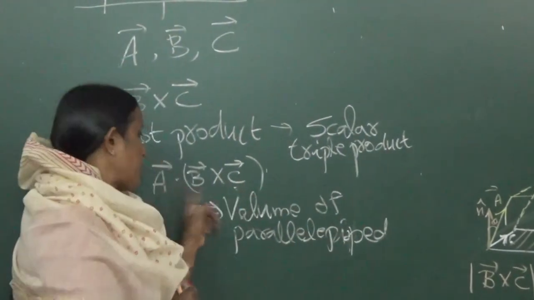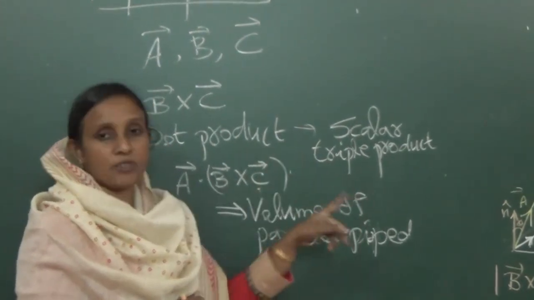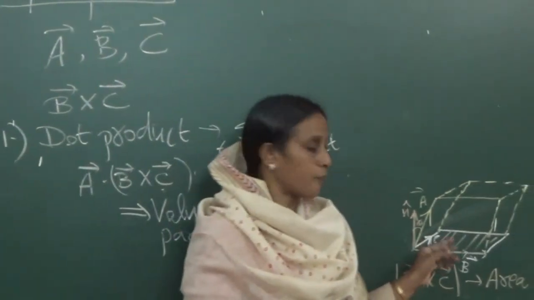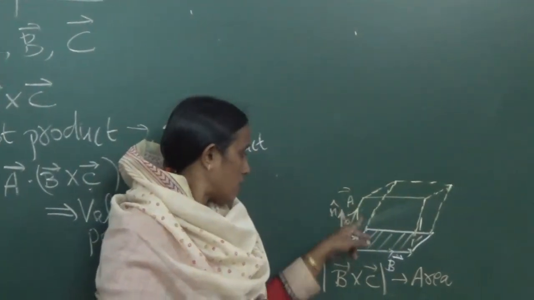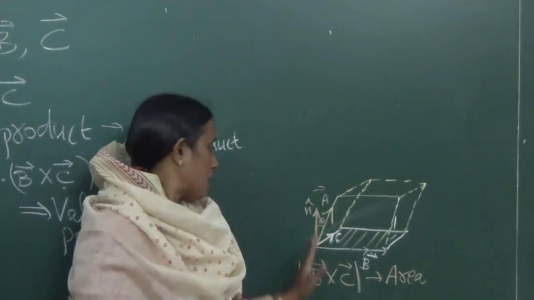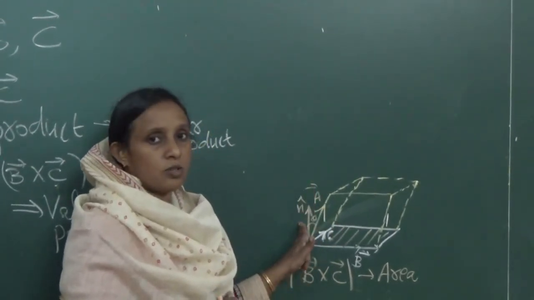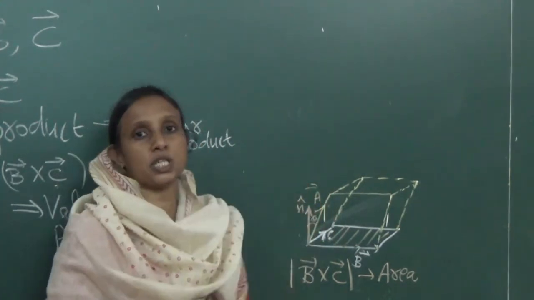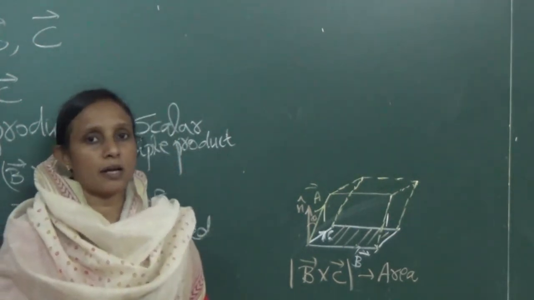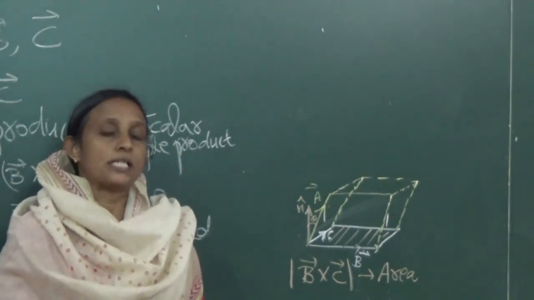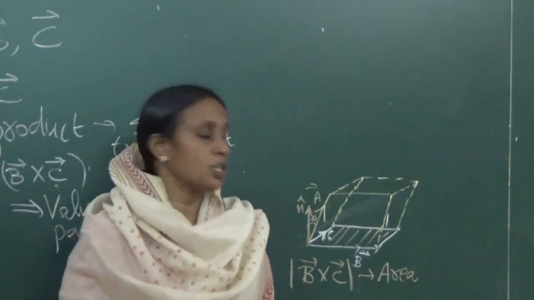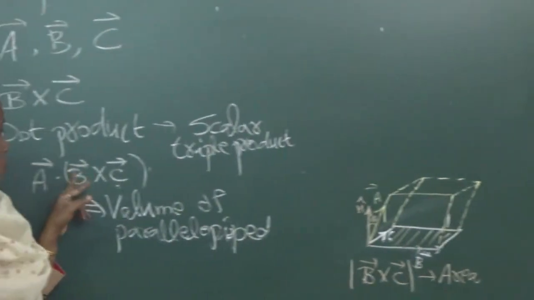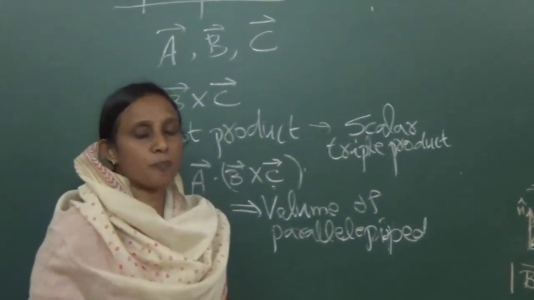The volume is given by A dot B cross C. Because from the figure itself, you can see that A cos theta is along this n-cap direction, or its altitude. So A dot B cross C gives you the volume of the parallelepiped. So the scalar triple product represents the volume of a parallelepiped. That is the geometrical meaning of this scalar triple product.